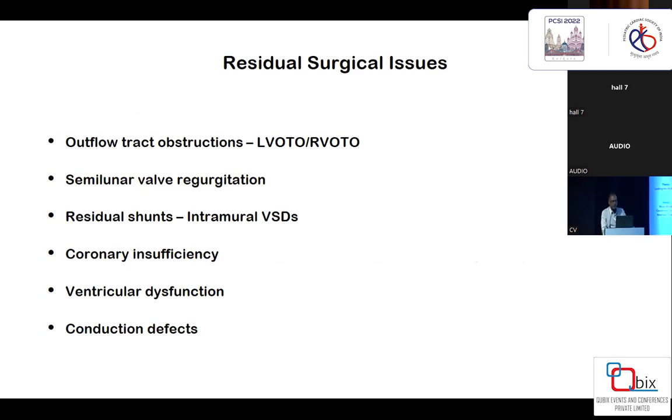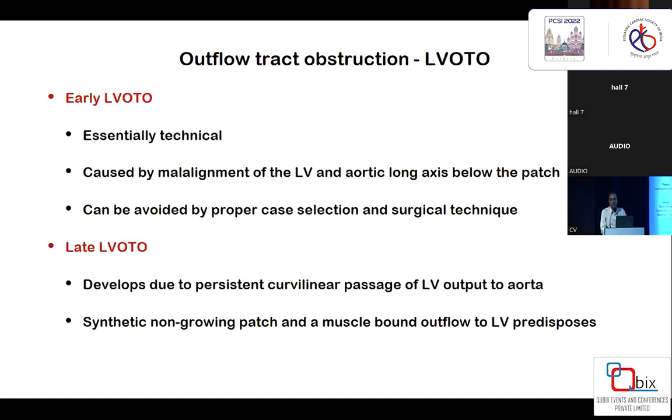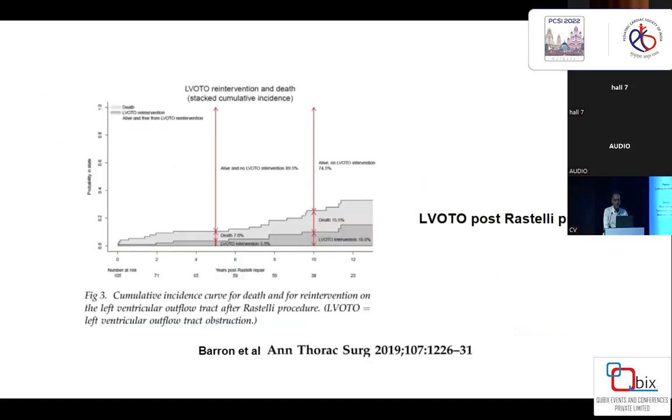of which the LVOTO has been a surgeon's nightmare every time when we operate these children. Early LVOTO is essentially technical. It is caused by malalignment of the left ventricle with the aortic long axis below the patch. It can be avoided by proper case selection and surgical technique. Late LVOTO develops due to persistent curvilinear passage of the left ventricular output to the aorta. And this left ventricle is basically contracting against a synthetic non-growing patch. So this is a subset which gives rise to a late LVOTO in this subgroup of patients.